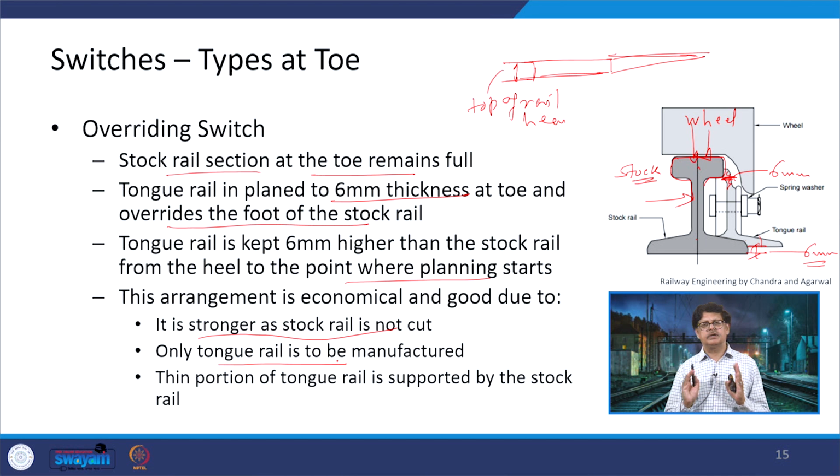Because the stock rail section is not being altered, only the tongue rail is being machined to a thickness of 6 mm towards the toe. So, only that has to be manufactured separately. And the thin portion of the tongue rail is supported by the stock rail. So, by the time it reaches towards the toe, it is being supported by this stock rail, and that is how it is being connected here.